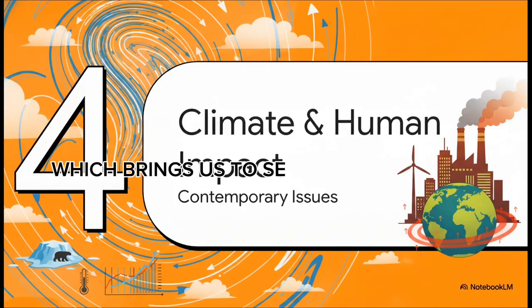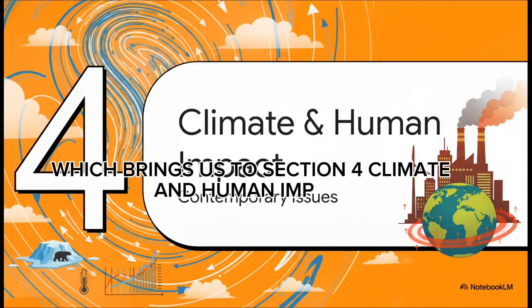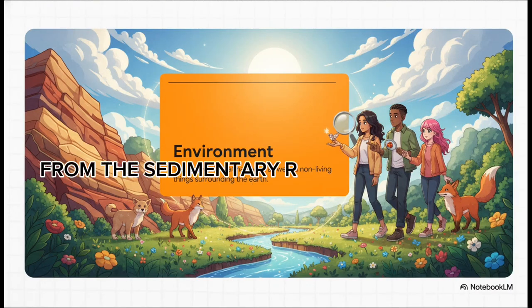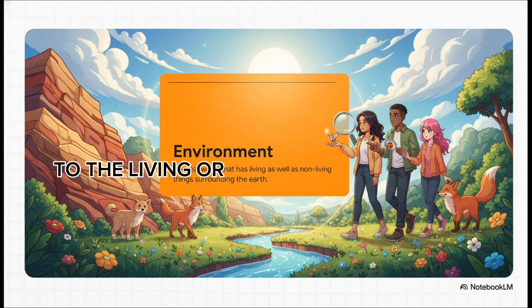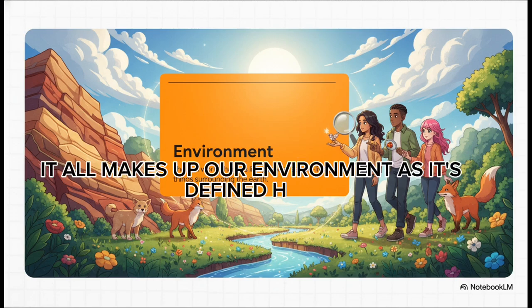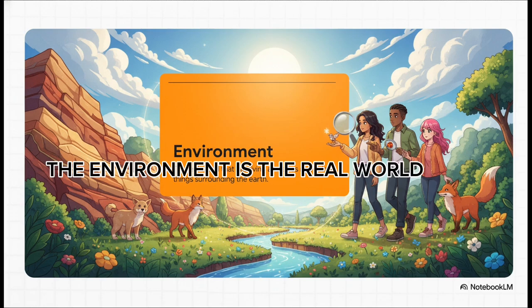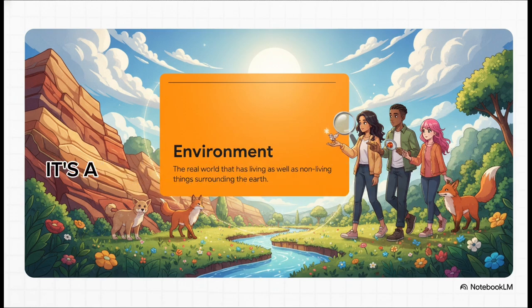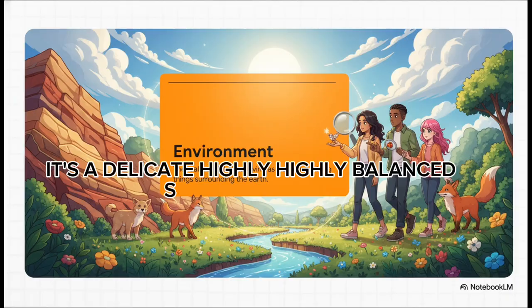Which brings us to Section 4, Climate and Human Impact. Basically, everything we've discussed so far, from the sedimentary rocks to the air we breathe to the living organisms walking the surface, it all makes up our environment. As it's defined here, the environment is the real world of interconnected living and non-living things surrounding the Earth. It's a delicate, highly balanced system.